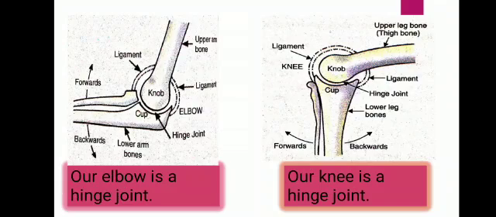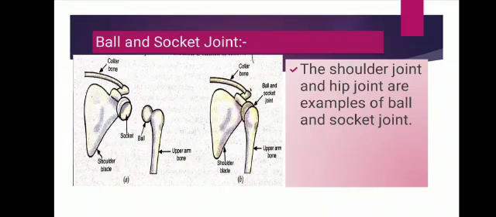Next joint is the ball and socket joint. About the ball and socket joint, one end of the bone has a round shape like a ball which fits into a socket. Socket means hollow space, in the other bone. So in a ball and socket joint, the bones can be turned in any direction. Means forward, backward, side to side and even rotated. The shoulder joints and the hip joints are ball and socket joints.